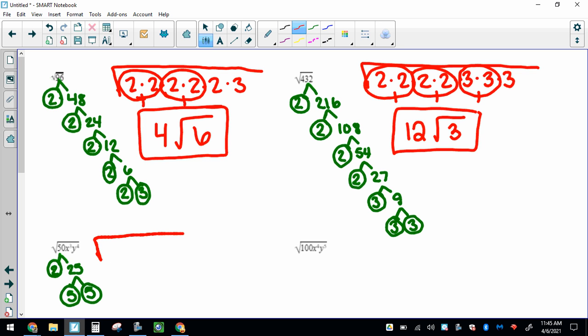So let's write this big old radical. It's a 2 and 2 5s. Now here come the variables. This is x to the third, and that means that there are 3 x's. And this is y to the fourth, which means 4 y's.